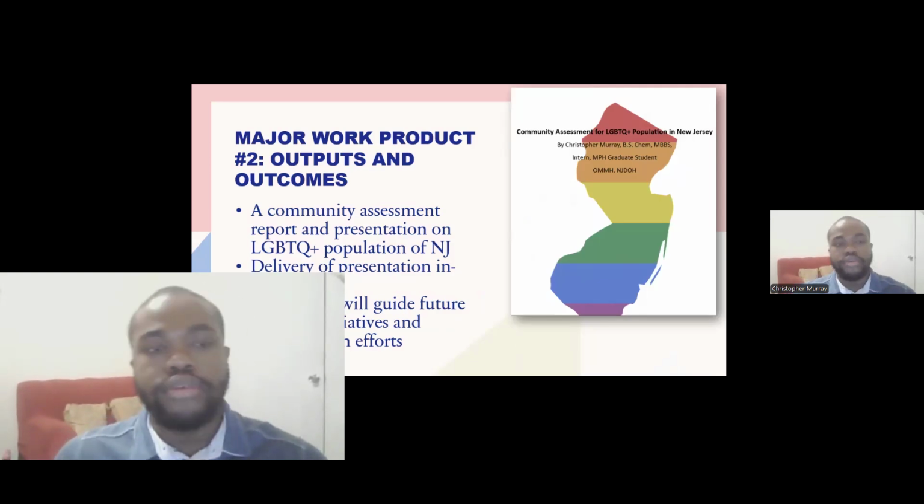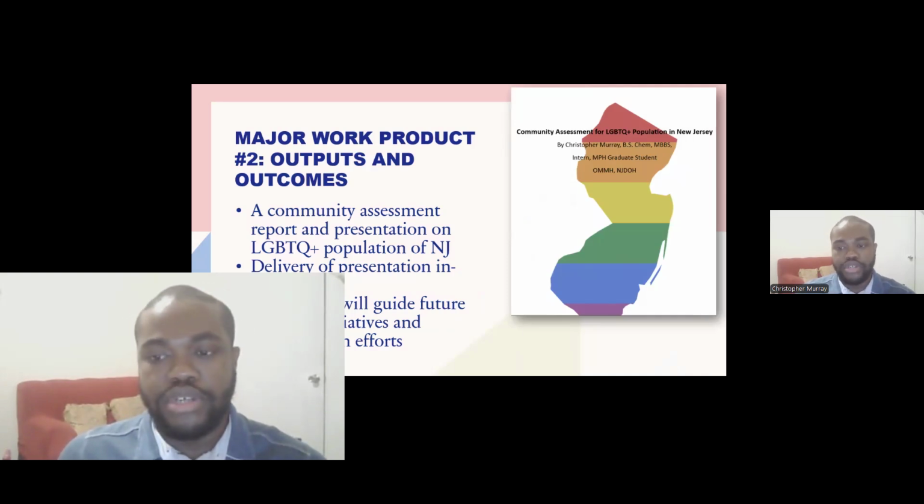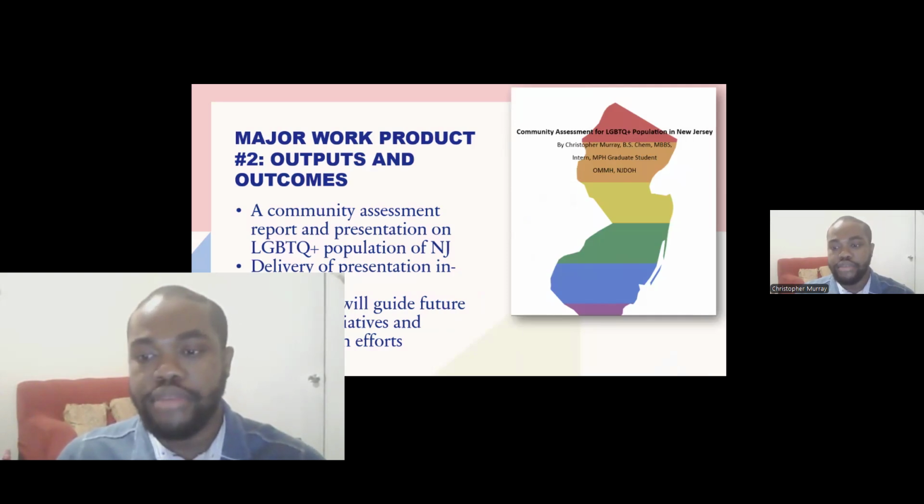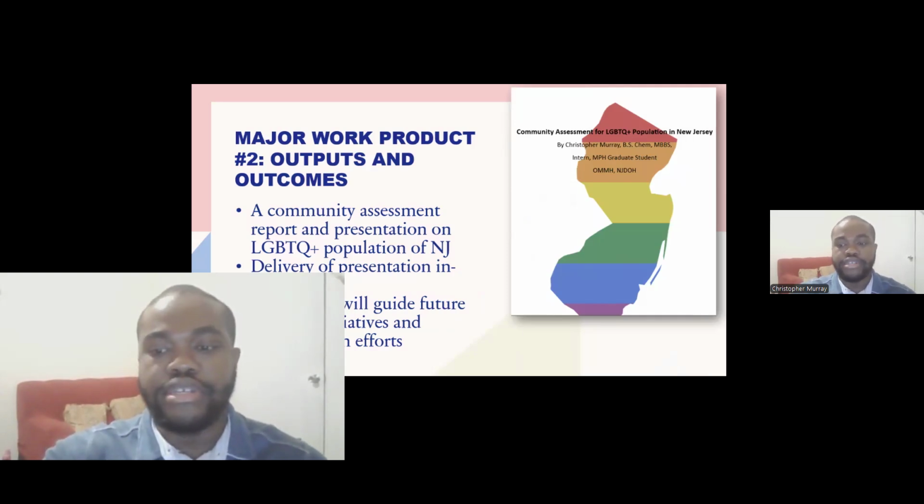So the outputs and outcomes of my major work product. The main output from my activities was my second work product, which I already said was the community assessment of the LGBTQ population. This was delivered as a report and a presentation. I delivered the presentation in front of the entire OMMH team, who all provided feedback and critiques. My assessment will be used to guide future OMMH initiatives related to the LGBTQ plus population of New Jersey, and will result in collaborations with some of the organizations detailed in my assessment.